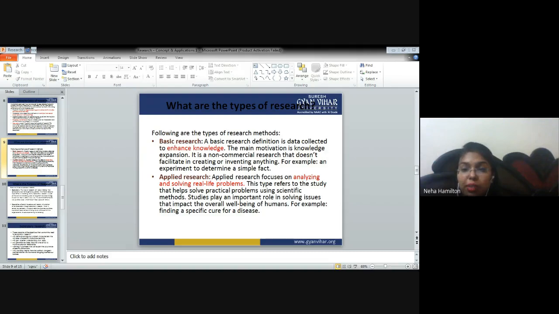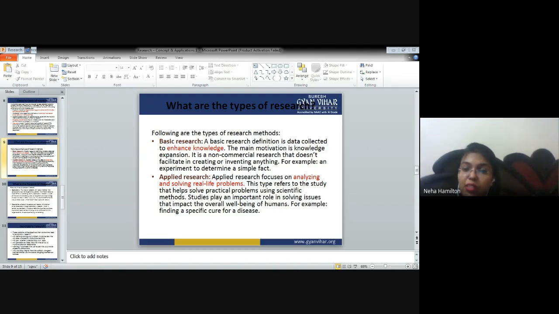Now let's talk about applied research. Now, what is applied research? Applied research focuses on analyzing and solving real life problems. See, real life problems means you are facing a challenge and you want to solve that particular issue or problem that you are having. Researchers do a great amount of research and come up with a solution for that particular thing. So that is called applied research. When you want to make your life easy, sustainable, convenient, comfortable, that is called applied research.